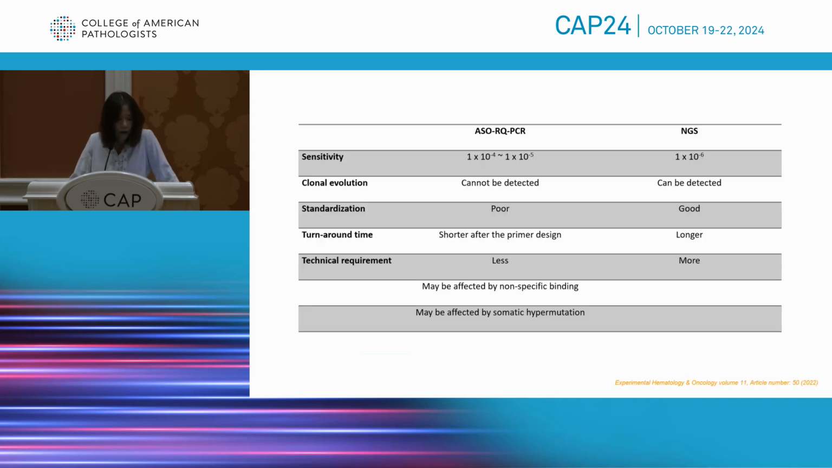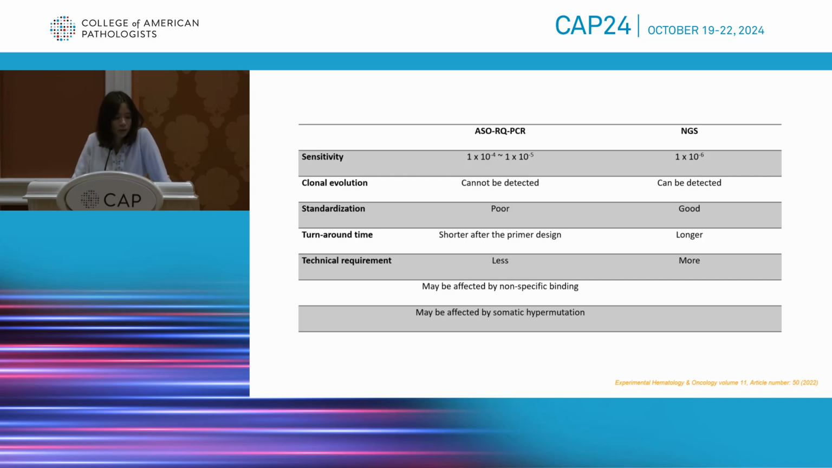So this is sort of a comparison. Actually, the sensitivity for these two assays were somewhat similar. I think the biggest difference is really the standardization part. So that's the reason why it is actually not very commonly used in the States for a clinical purpose. And then the turnaround time, again, will be the biggest difference.